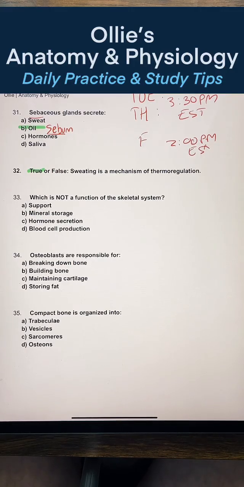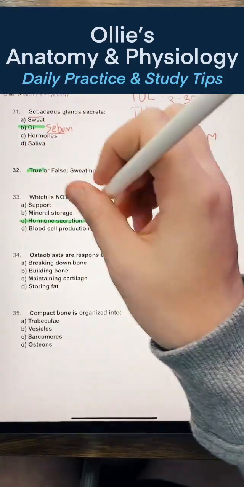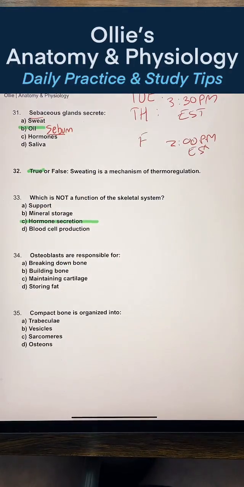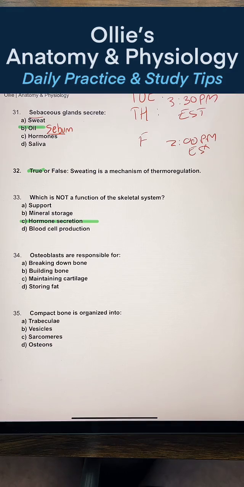Number 33. What is not a function of the skeletal system? The answer is hormone secretion. The skeletal system will provide support, it has mineral storage, and has blood cell production. But it does not secrete hormones. There's very minor endocrine activity, but again, it's not primary, and it has to do with activity, not secretion.